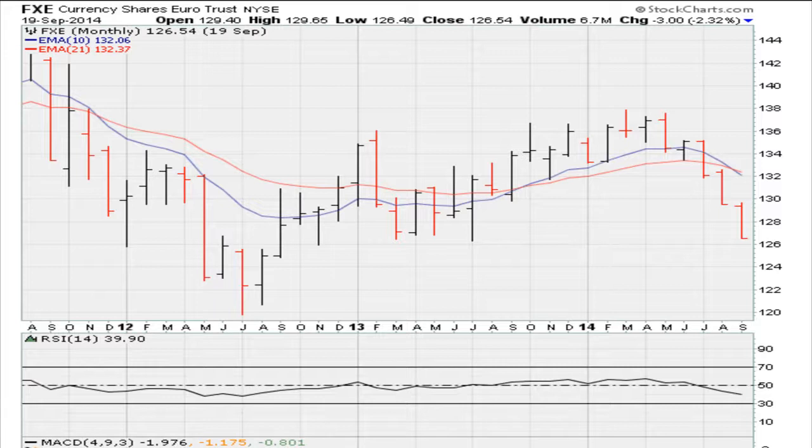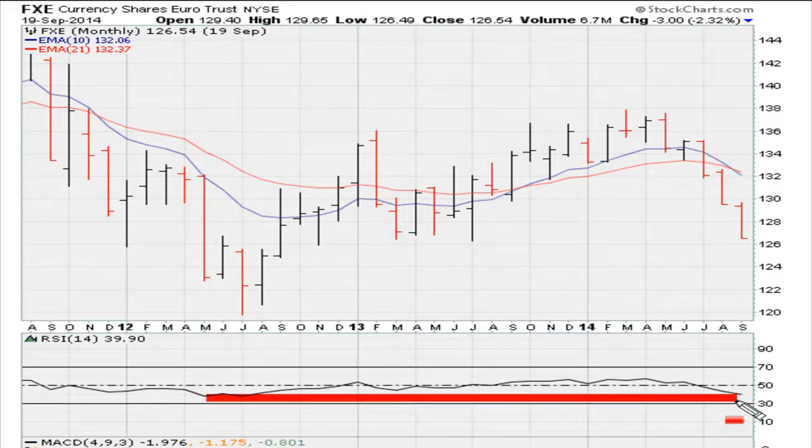Let's take a look at the euro by way of the FXE, which has been dropping over the last couple of months. Let's see whether we can learn why it has been on a straight fall. We see that the RSI was making 3-year lows sometime in late 2014 here.